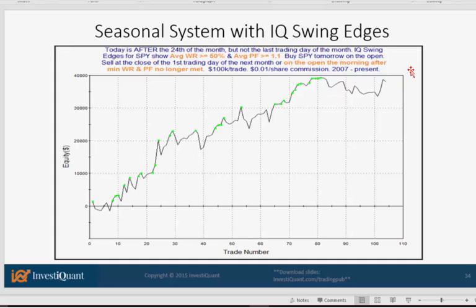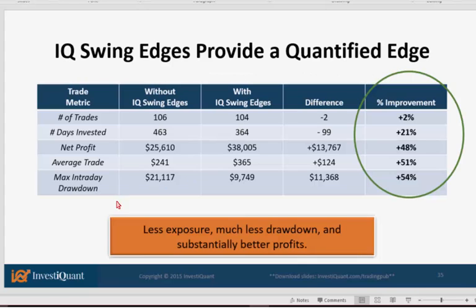Here's the profit curve there. See, it's moved nicely higher. It's back up right near new highs now. And if we run a comparison, what you see is that without swing edges, there hasn't been much difference in the number of trades, but the number of days invested has been reduced.